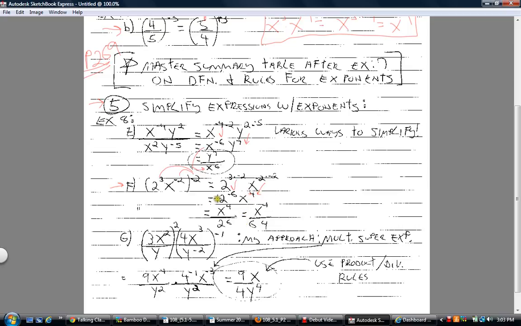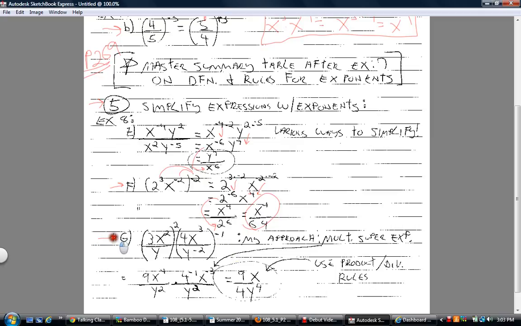Okay. Don't care for negative exponents, so what do we do? Drop it down into the denominator, make it a positive exponent, so you get 2, oh my word, 2 to the 6th is 64, and x to the 4th up on top. Okay. Now, let's do one more example here.